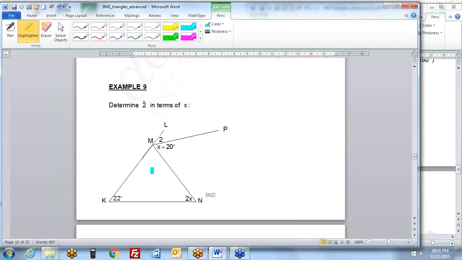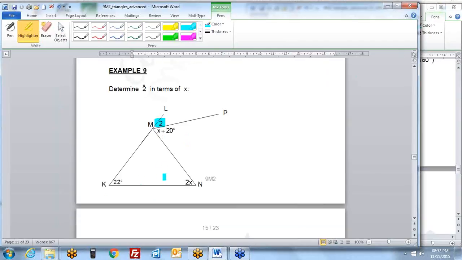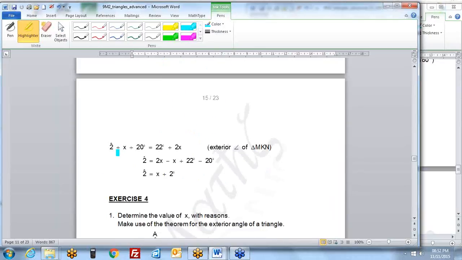Right, then example 9. Determine angle 2 in terms of x. So this angle we're going to determine in terms of x. So we're going to use the exterior angle again. So remember, the exterior angle here will be this whole angle LMN. So we're going to say 22 degrees plus 2x equals x plus 20 plus angle M2. So that's what you see over here. Exterior angle of triangle MKN.